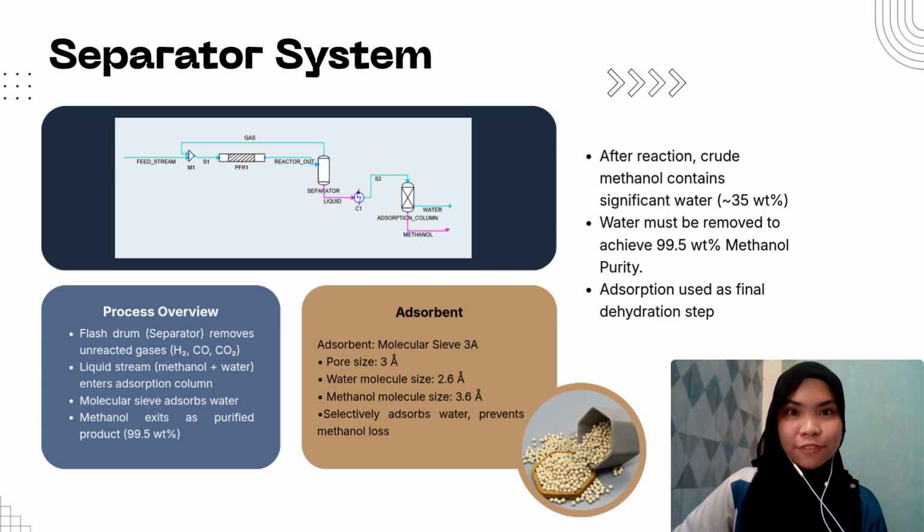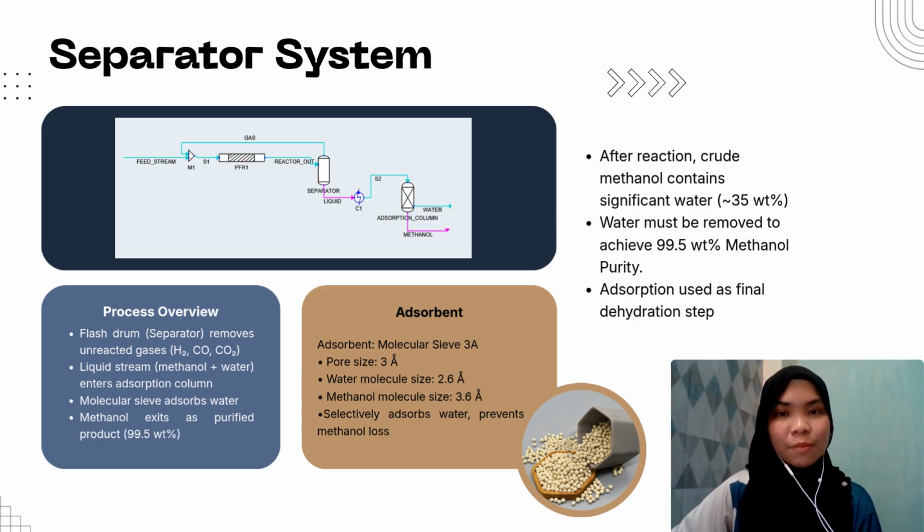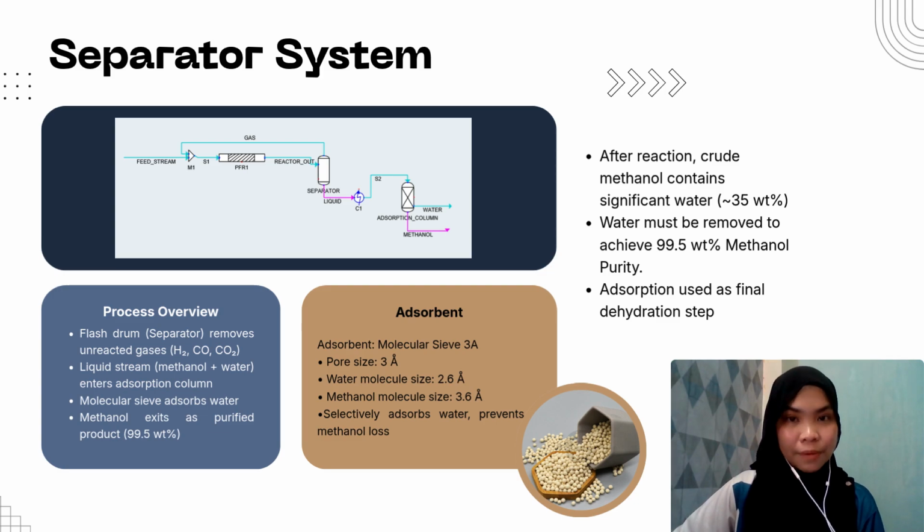If you look at the process flow diagram on the slide, the separation begins with a flash drum, also known as a separator. The reaction effluent first enters this unit, where a pressure reduction allows the unreacted gases such as hydrogen, carbon monoxide, and carbon dioxide to be separated from the liquid stream. The vapor stream containing these gases will leave from the top of the separator and can be recycled back to the reactor system. Meanwhile, the liquid stream, which mainly contains methanol and water, exits from the bottom of the separator and flows into the adsorption column.